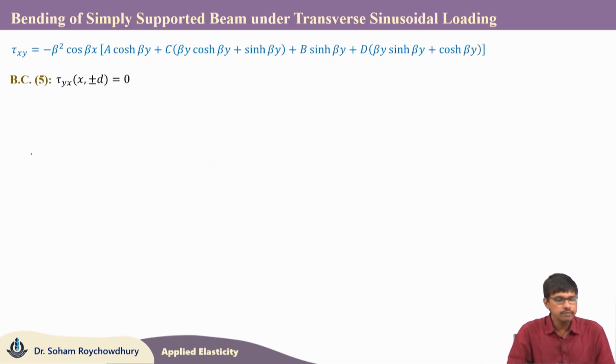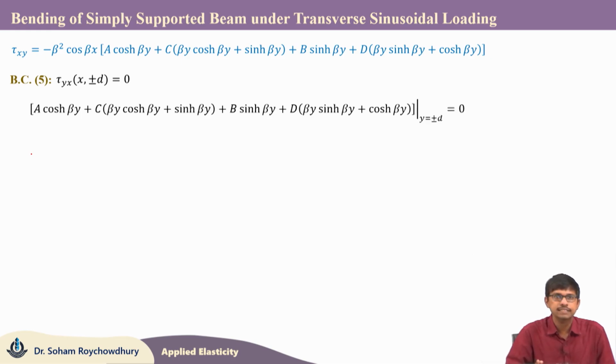So, starting with the 5th boundary condition, tau xy or tau yx at top and bottom face is 0. So, tau xy at x comma plus minus d equals to 0. I have written the general form of tau xy, replacing y with plus minus d and x remaining as x, setting that to 0.